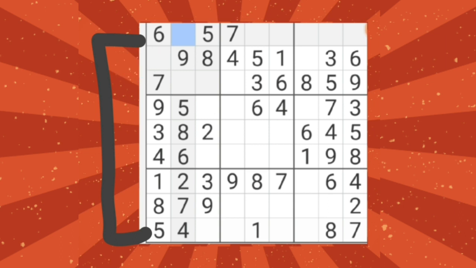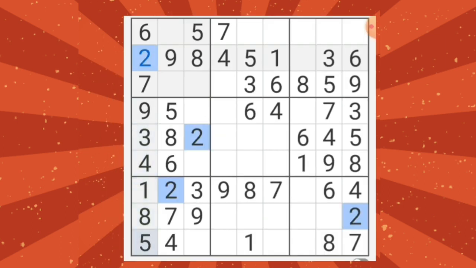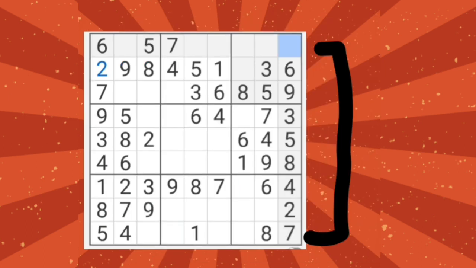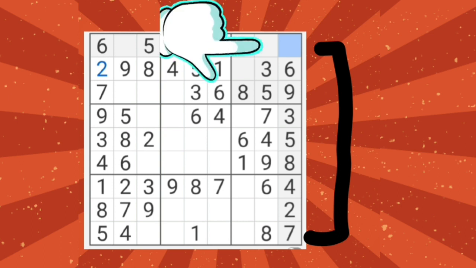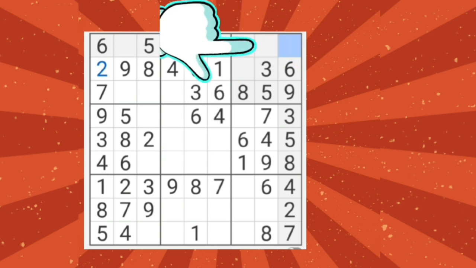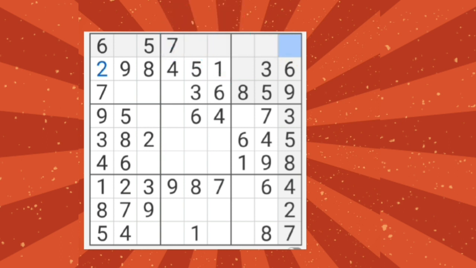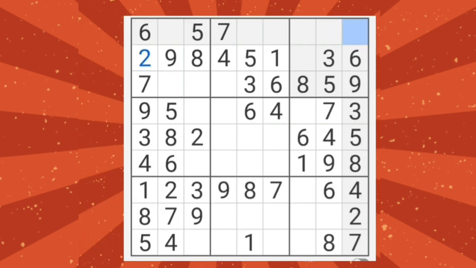We will try to put number 2 here. Oh yeah, we are right. It's number 2. Next, we will look for the easy one. Oh, this column! In column number 9! I think number 1 is missing. Let's put number 1. Yay! It's right!